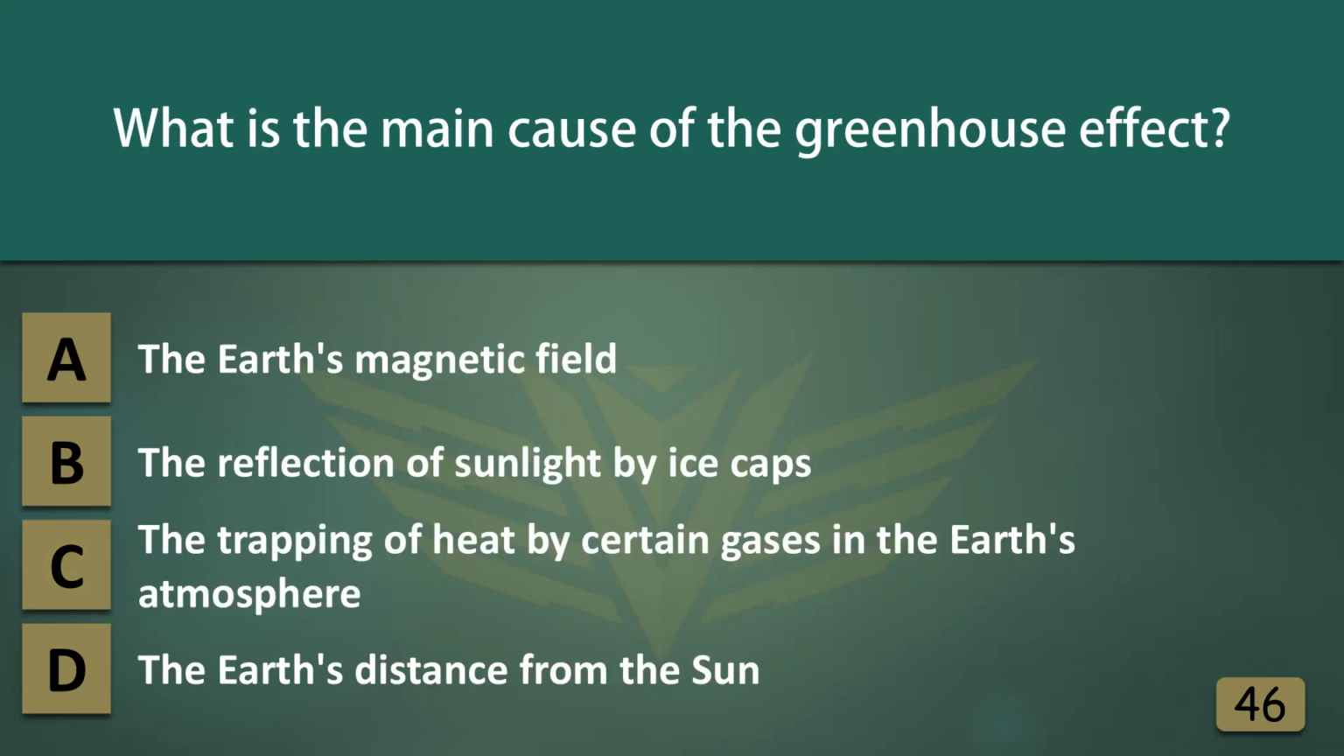What is the main cause of the greenhouse effect? A. The Earth's magnetic field. B. The reflection of sunlight by ice caps. C. The trapping of heat by certain gases in the Earth's atmosphere. D. The Earth's distance from the sun. The correct answer is C. The trapping of heat by certain gases in the Earth's atmosphere.